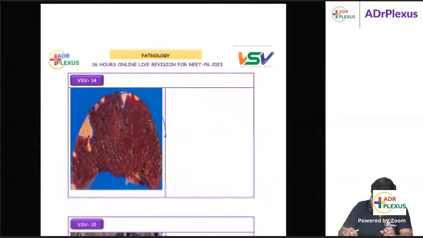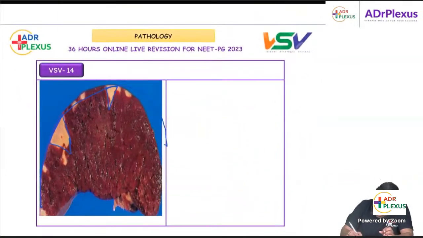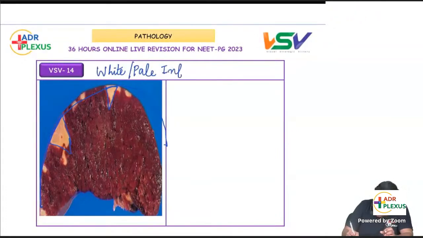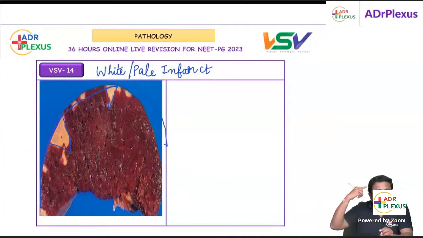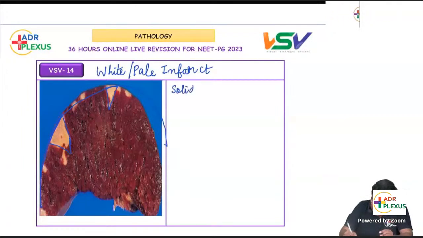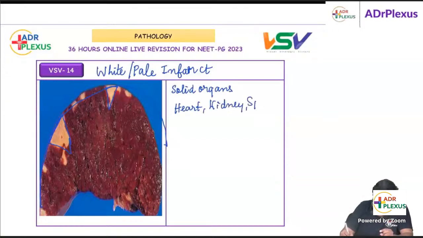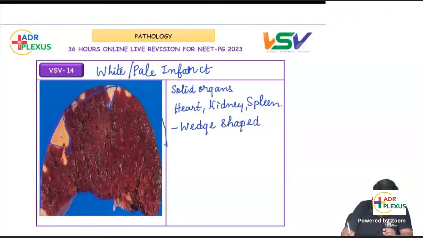Yes, there is a history of ischemia. So this is a case of white infarct or pale infarct. As we recollected in coagulative necrosis, this occurs in solid organs with a single blood supply. Here also, heart, kidney, and spleen. And the shape of this infarct is wedge shaped.